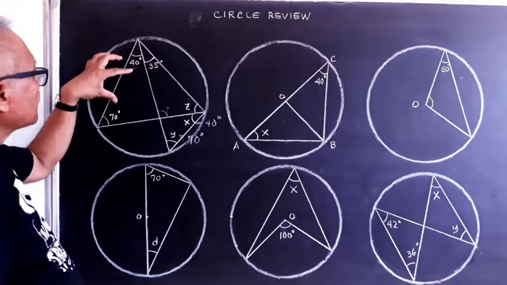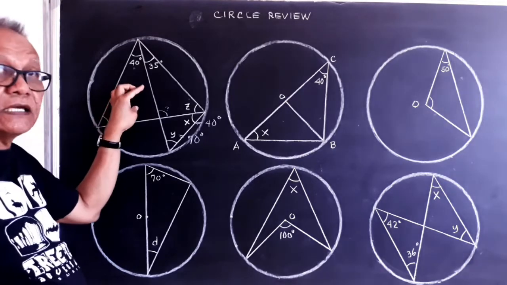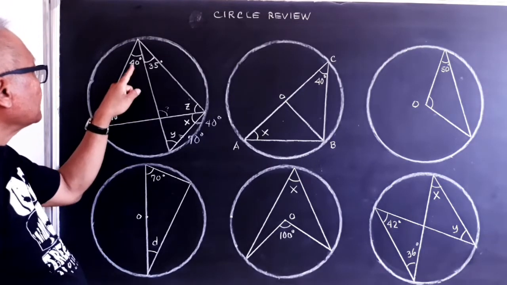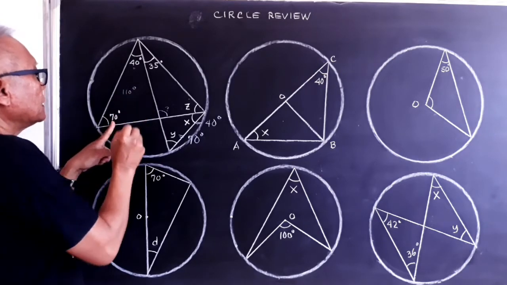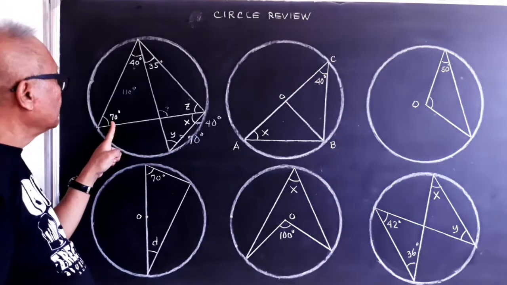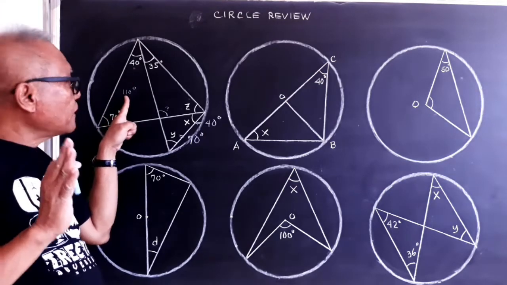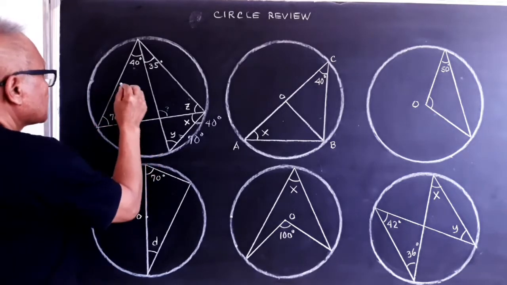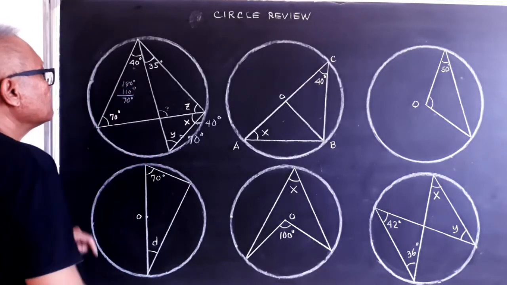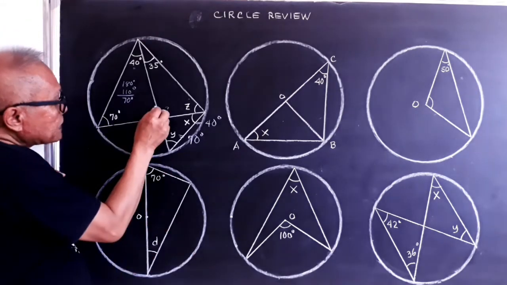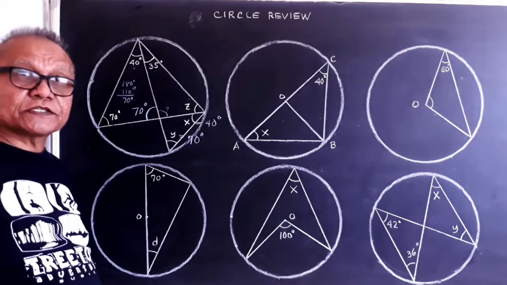Okay, let's start here. The 40 and the 70. This is a triangle. So we had 40, 70, this is 110. Okay. 70, 40, 110. Subtract it from 180 degrees. So we have 180 degrees, and we have 70. So this angle here is 70 degrees.